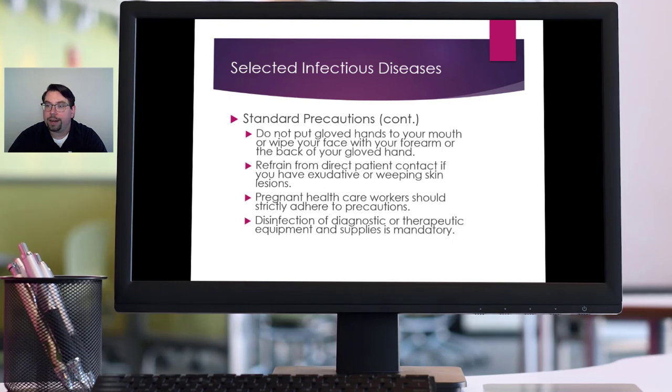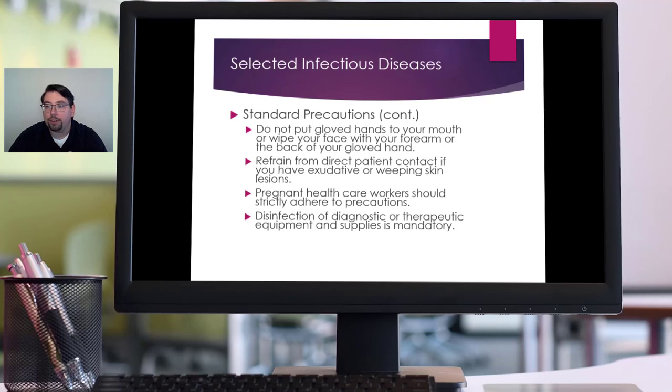We also want to make sure that you refrain from direct patient contact if you have any type of open lesions or open skin, weeping skin, things of that. Don't actually come in contact with those because those can still contain the infection. Pregnant healthcare workers should strictly adhere to specific precautions. And then disinfectants and diagnostics, anything that's come in contact with your patient should get readily cleaned after exposure.